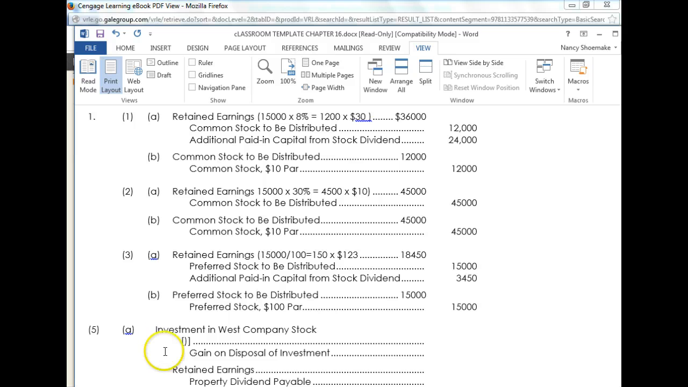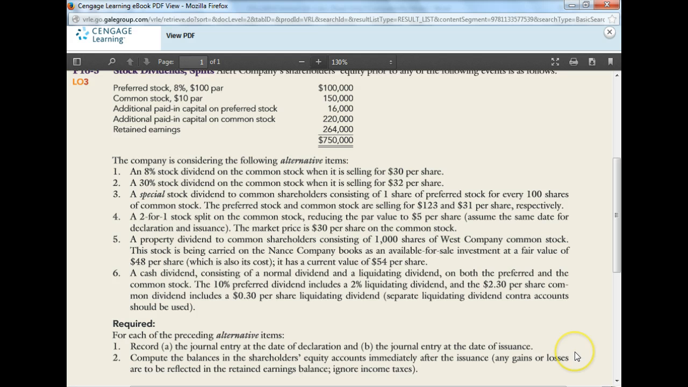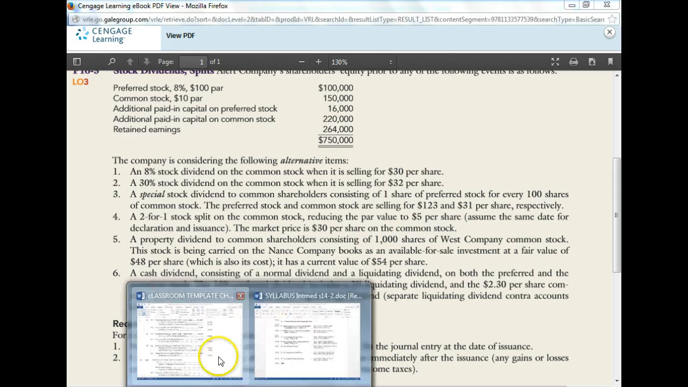Number 4 is a memorandum. Number 4 says a 2-for-1 stock split on the common stock, reducing the par value to $5 per share, assuming the same date for declaration and issuance. The market price is $30 per share on the common stock. What would we do here?